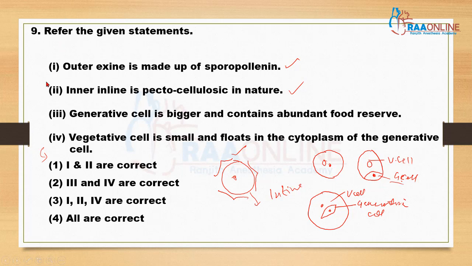Outer wall exine, right. Second one, inner thin pectocellulosic intine, right. Generative cell is bigger, this is wrong. And vegetative cell is small, this is wrong. So the answer is 1 and 2 are correct, while 3 and 4 are false.